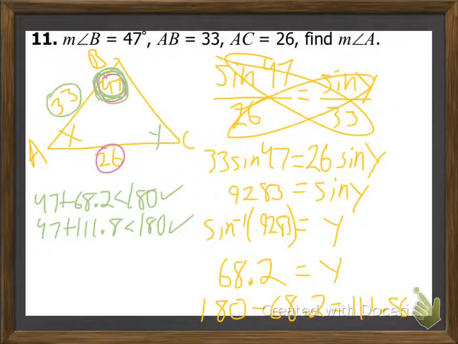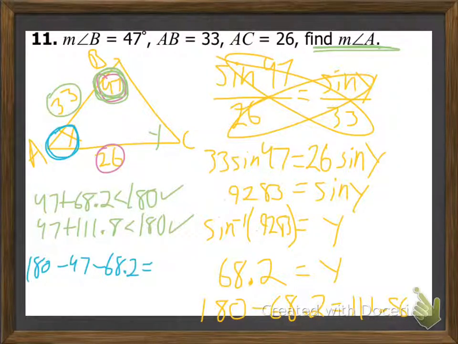But remember, we're ultimately trying to solve for A, which is, in this case, the x. We need to solve for x here. We've already solved for y. So the way you're going to find x, because these are both potential answers, is to subtract that from 180 and the 47. This is what I mean. So what you're going to do is 180 minus 47 minus 68.2. And when you do that, that's going to give you x, and that is going to give you 64.8. This is one of your final answers.